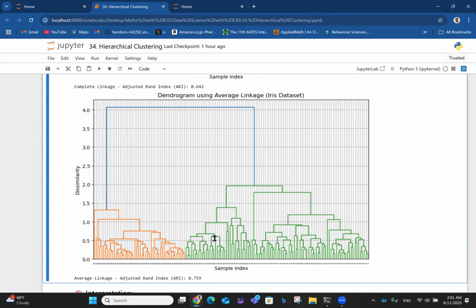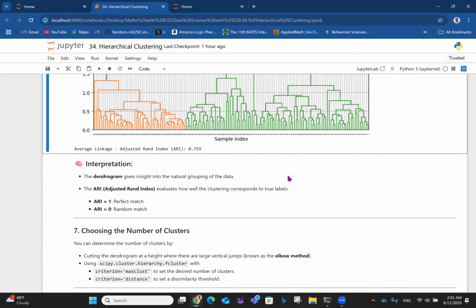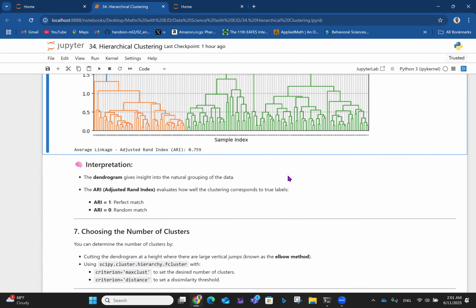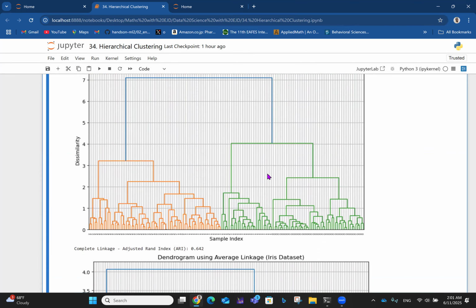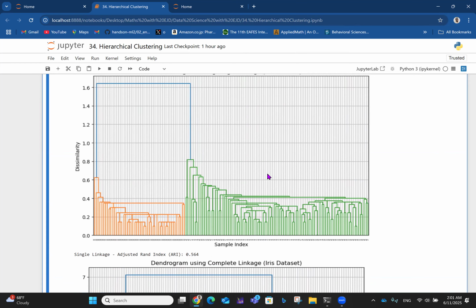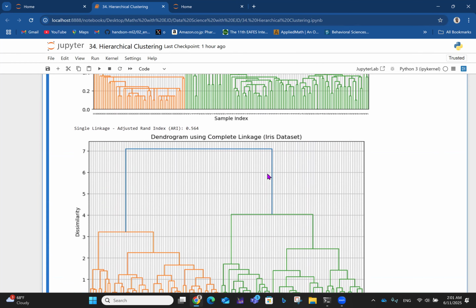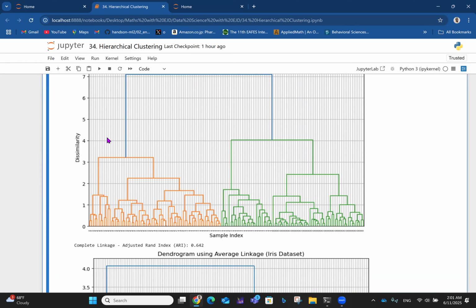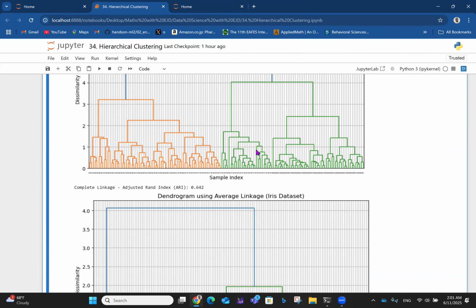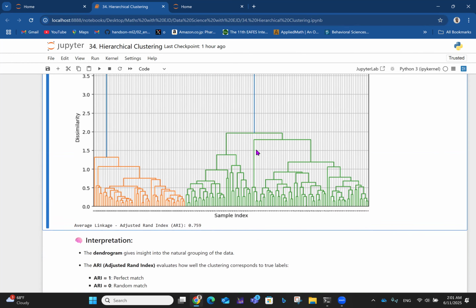Whereas when you come to the average linkage, which averages out the single and complete linkages, the score is even better. You have roughly 75%, and then you have the clustering coming out in this kind of way. So that's what you have there. So the dendrogram gives insight into the natural grouping of the data. Here it looks like two main clusters, so to speak. That's what it looks like. And here you have the subdivisions going on like that. Then you have this.